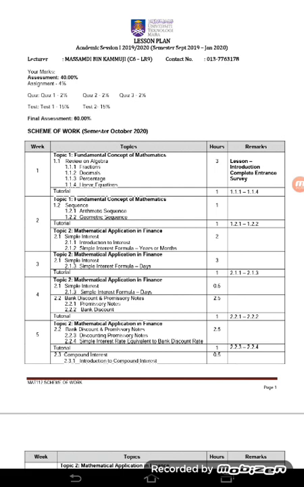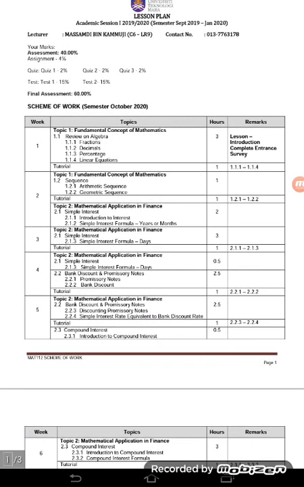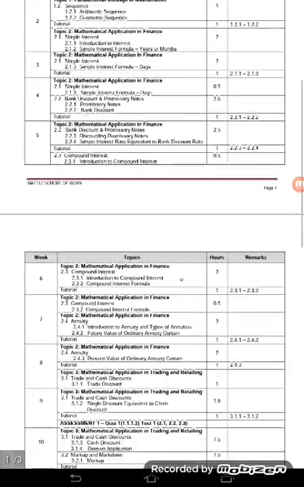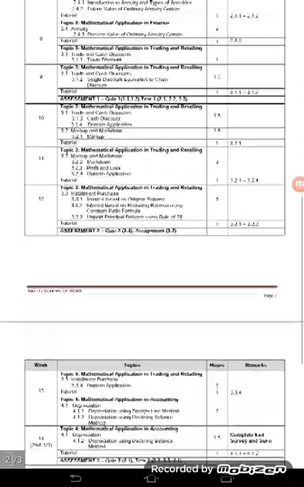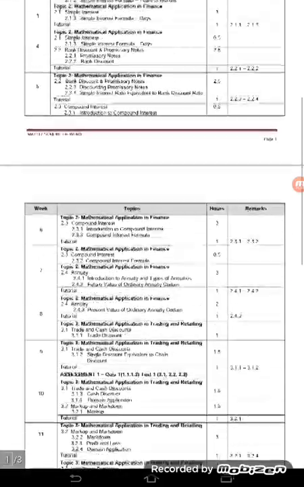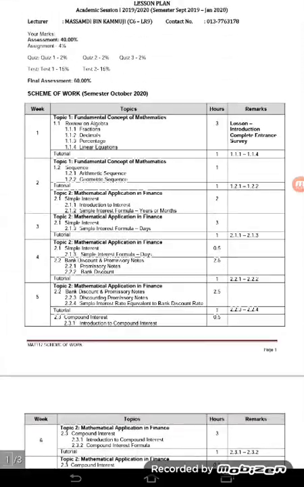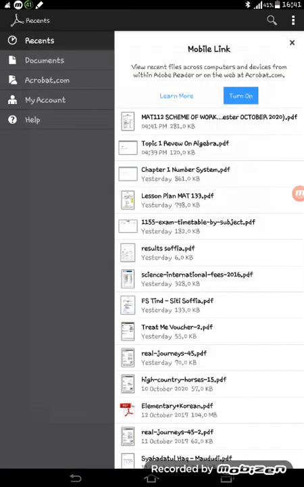So here is our lesson plan. Week 1 you learn about what, week 2, week 3, week 4 and so on. You can go through until week 14. For the first week we learn about review on algebra, which is about fraction, decimal, percentage and linear equation. Okay, so let's start our class.